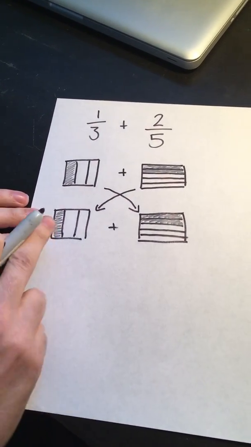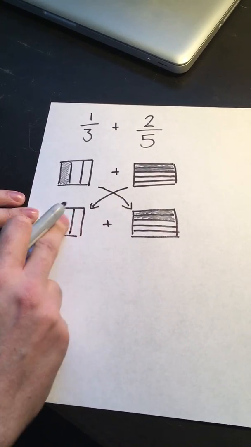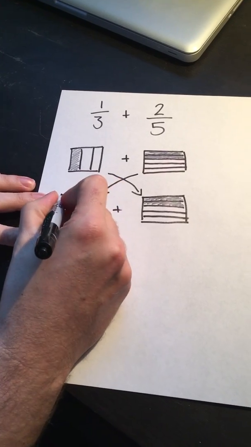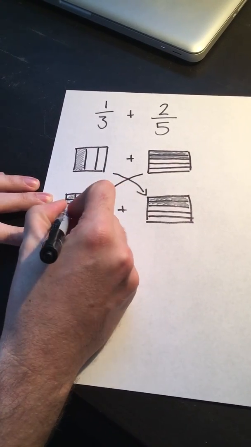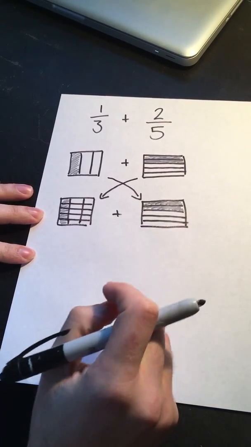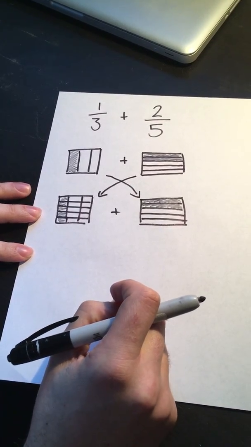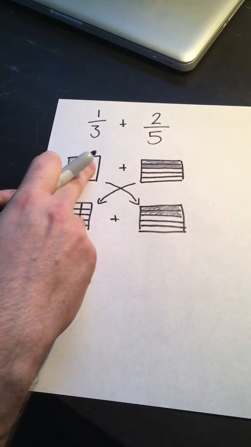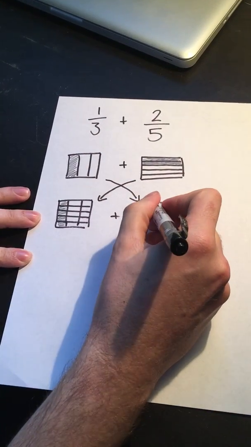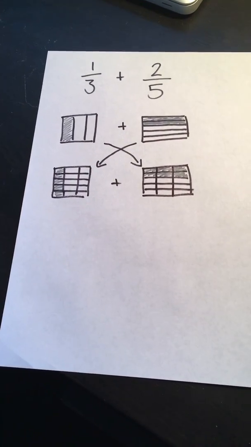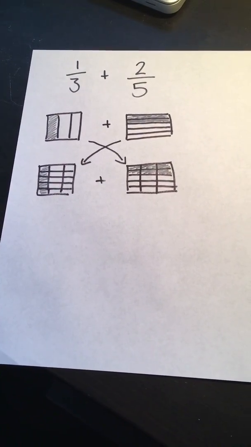So we need to split this model that shows 1/3s into 5 parts using these horizontal lines. So I'll draw that on, like so. And then this model is in 5ths. We need to split into 1/3s using these lines. So I'll draw these lines on top of this model, like so. Now all we need to do is write our new fractions.